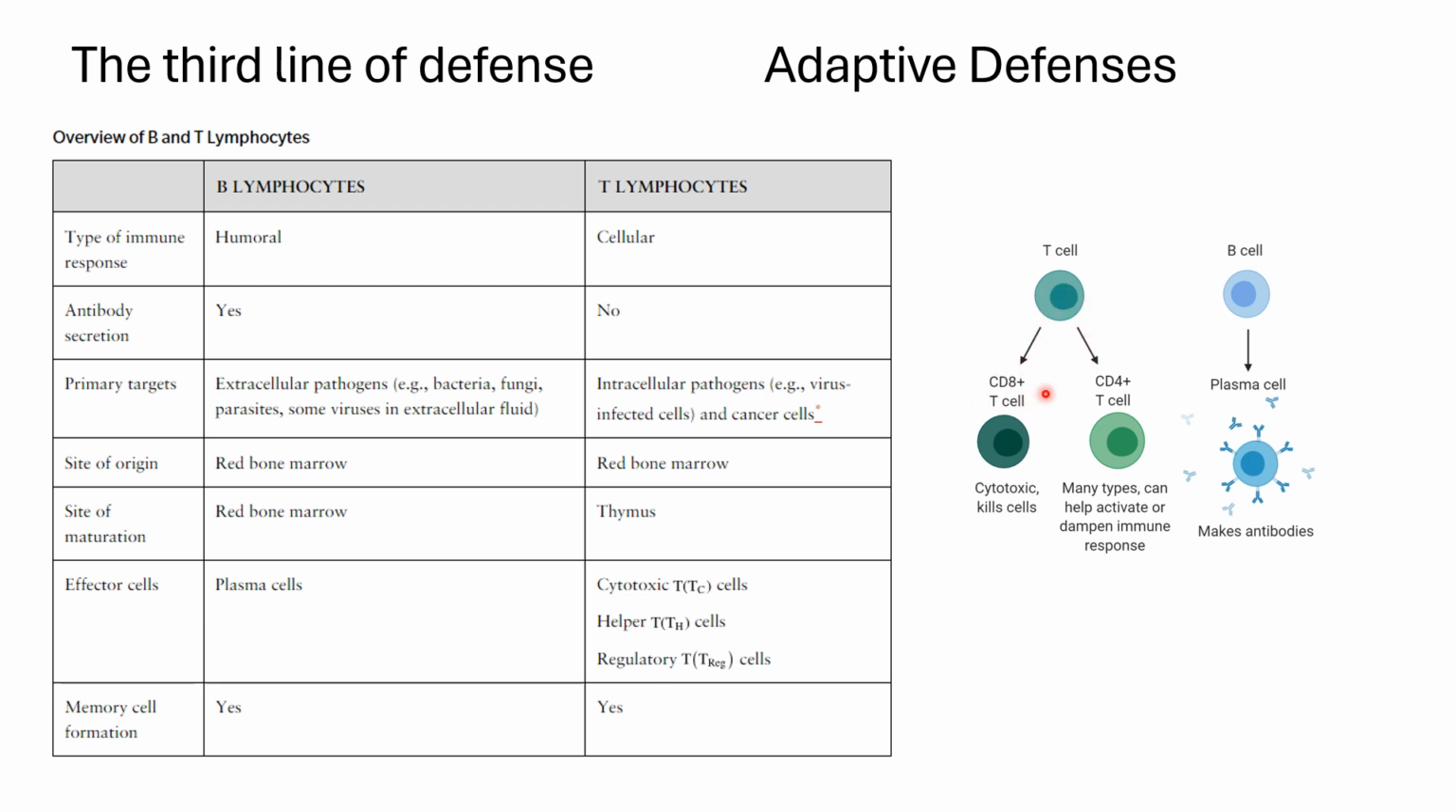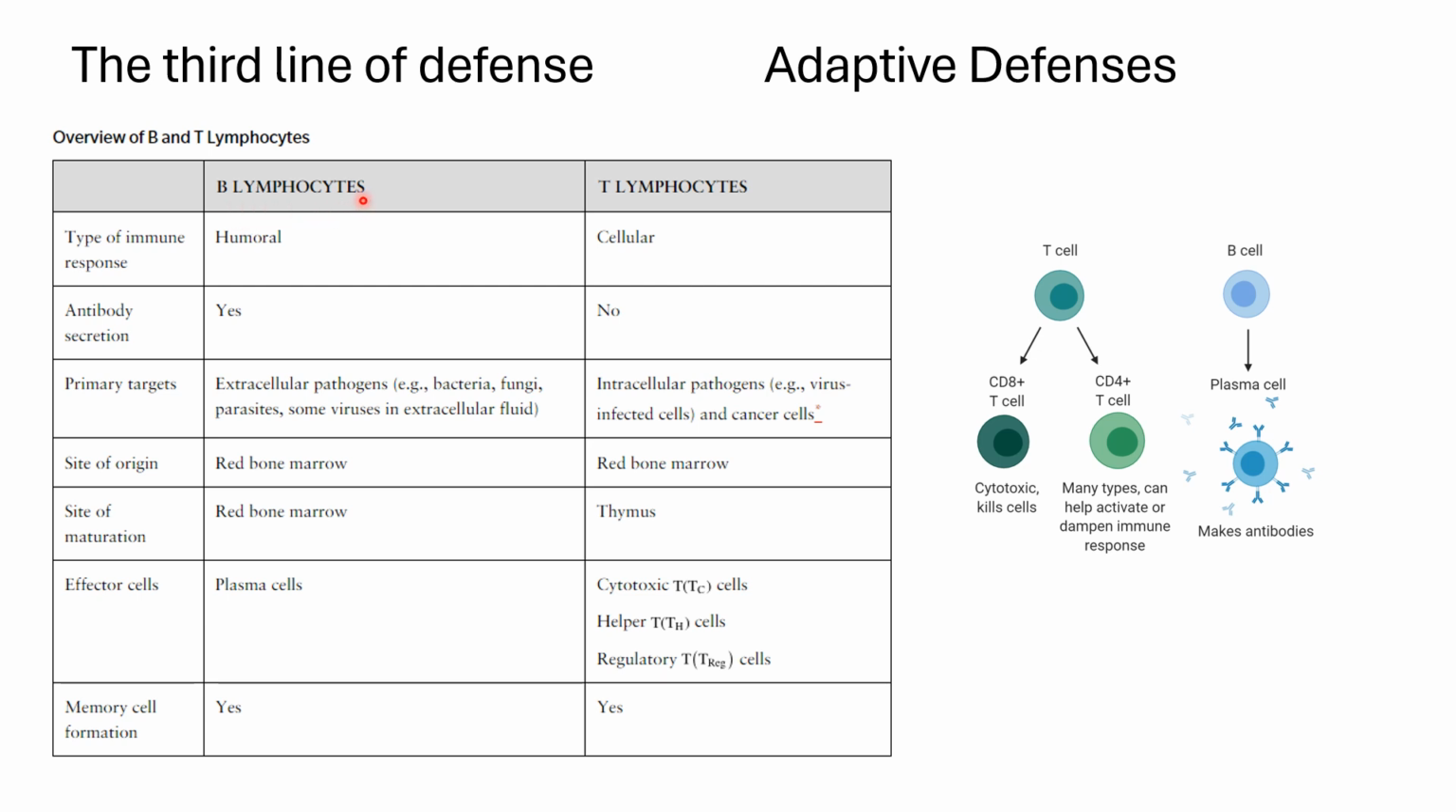They make CD8 T cells, which are the cytotoxic cells which kill, and then they make CD4 T cells, which are the helper T cells, and they also regulate the immune response. And the B cells, when they are activated, they turn into plasma cells, and that plasma cell now makes antibodies. So let's go over the differences.